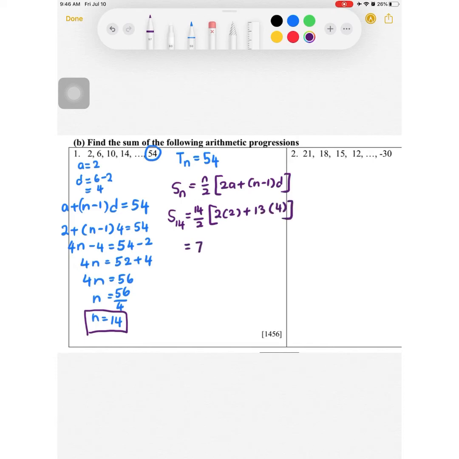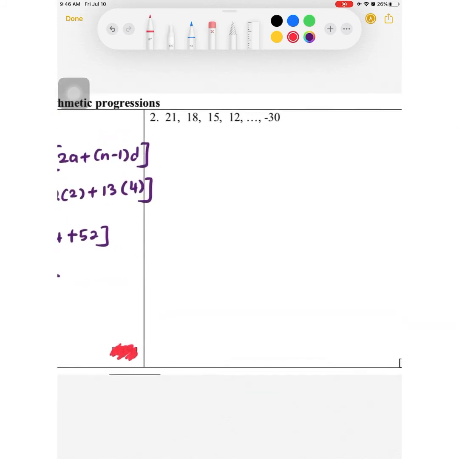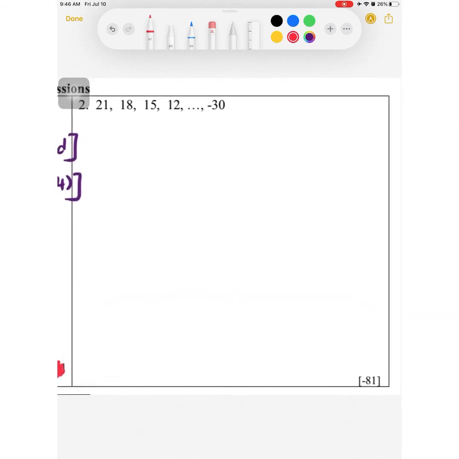Now if you calculate this, you should have the answer 392. Excuse me, the earlier answer was the wrong answer. So the answer will be 392. Now let's look at the second question.